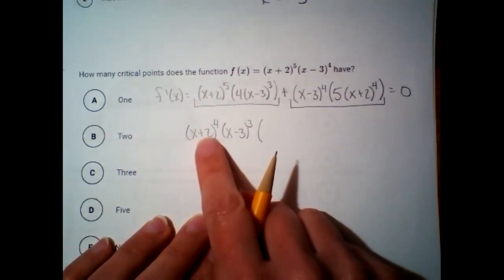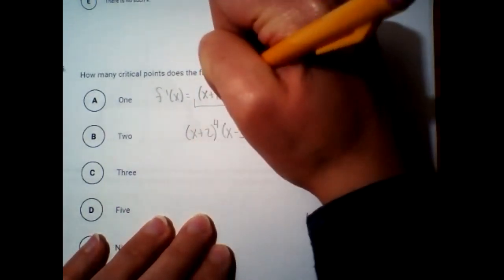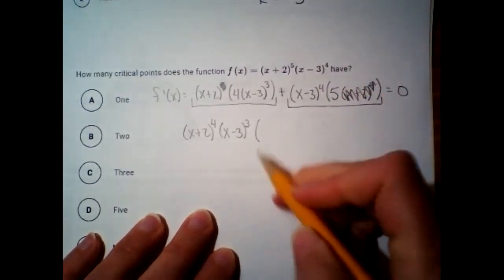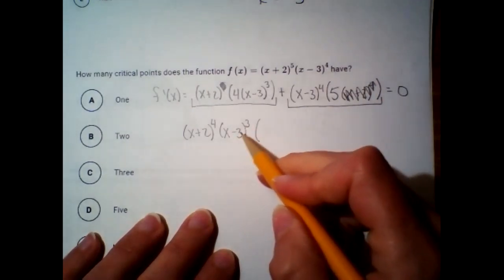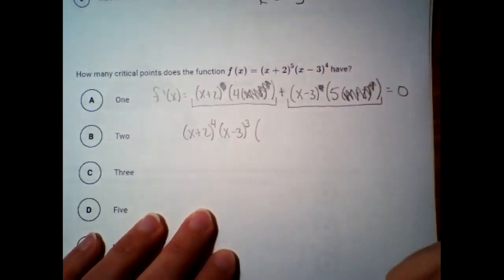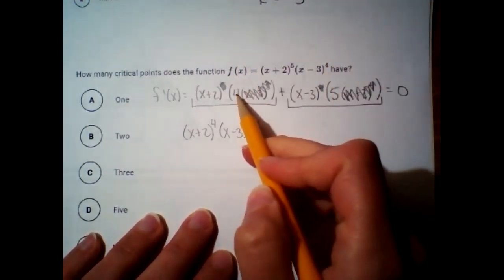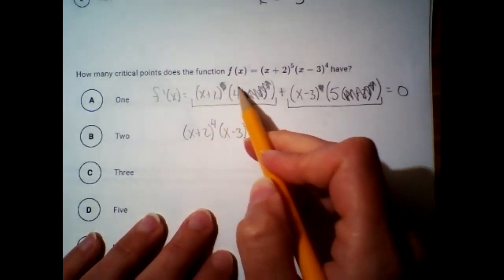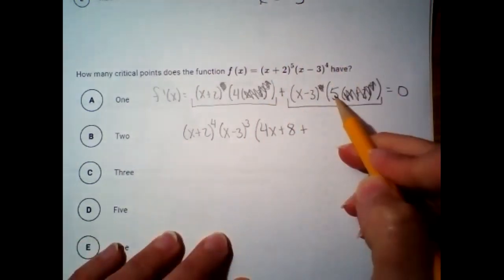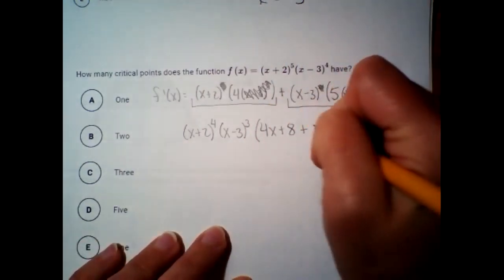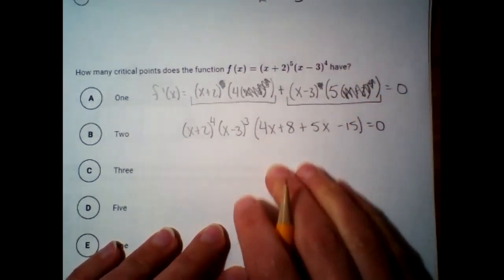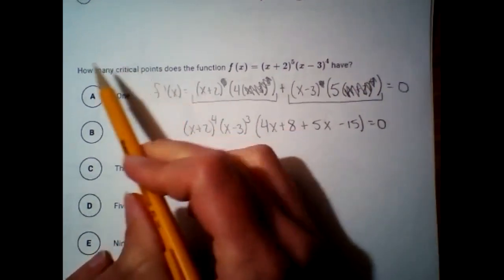If I take 4 of these x plus 2s, I only have 1 left there. These will be all gone. And if I take 3 of the x minus 3s, these will be all gone, and I'll only have 1 left there. So seeing what's left, I've got 4 times x plus 2, so that's 4x plus 8, plus this will give me 5x minus 15. I'm not going to work any farther through it because I don't need to figure out what these values actually are, just how many I would get.